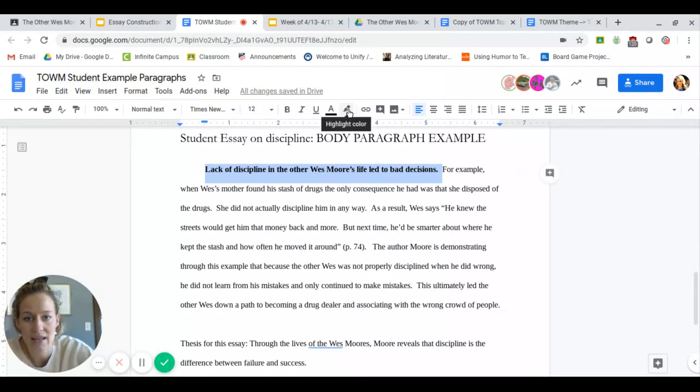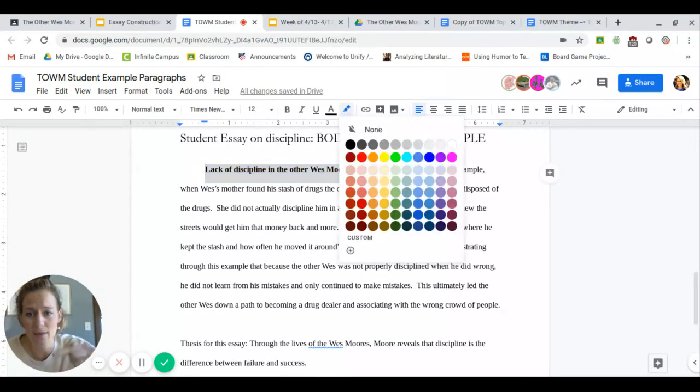So I am going to diagram this so you can see the claim, support, evidence, tie-up, just like we did with the Odyssey essay. All right, here, our claim is going to be blue.